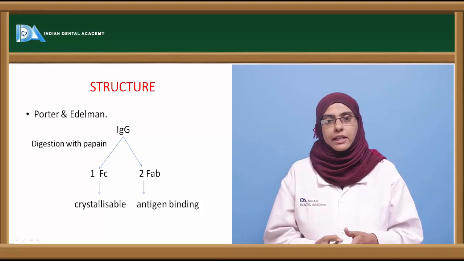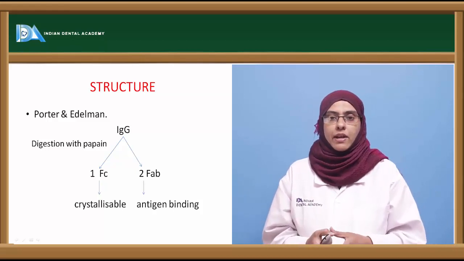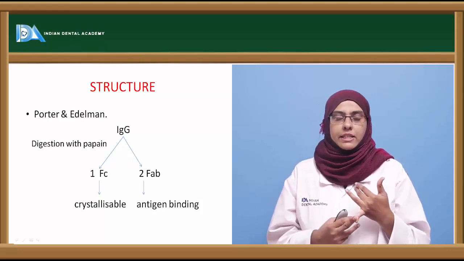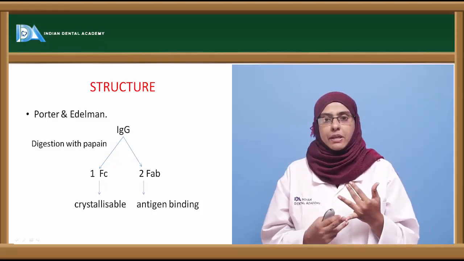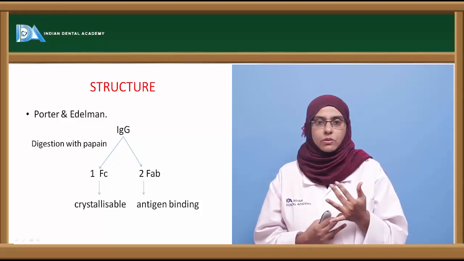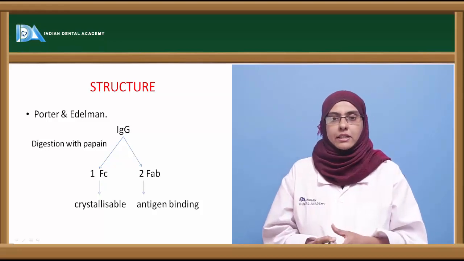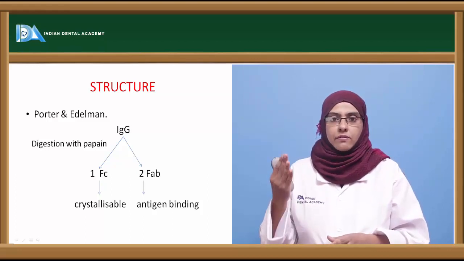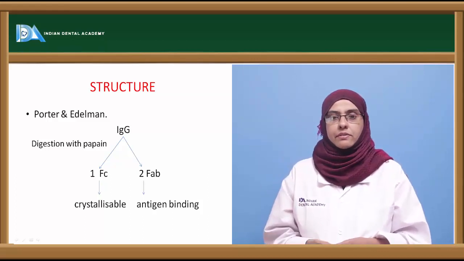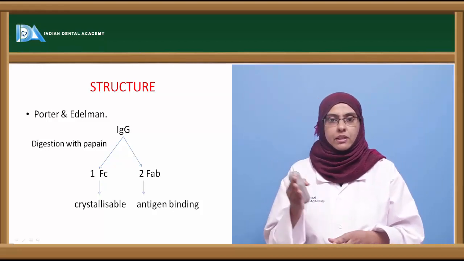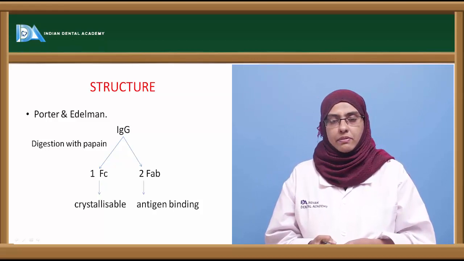It was Potter and Edelman who deduced the structure of antibodies in 3 important steps. They carried out enzymatic digestions with papain and pepsin, and finally a chemical digestion, to know the complete structure of the antibodies. When the IgG molecule was first digested with papain, you get 2 kinds of fragments: the FC fragment and the FAB fragment.